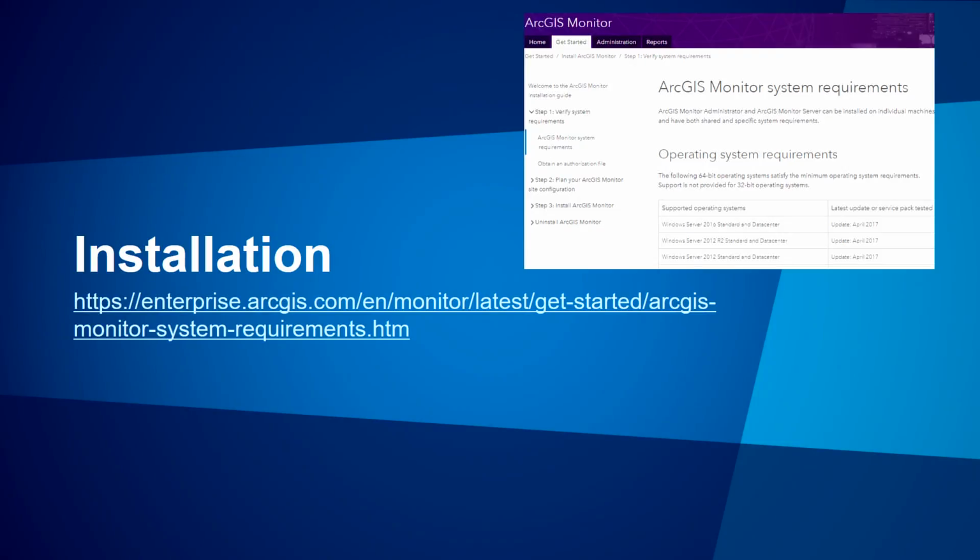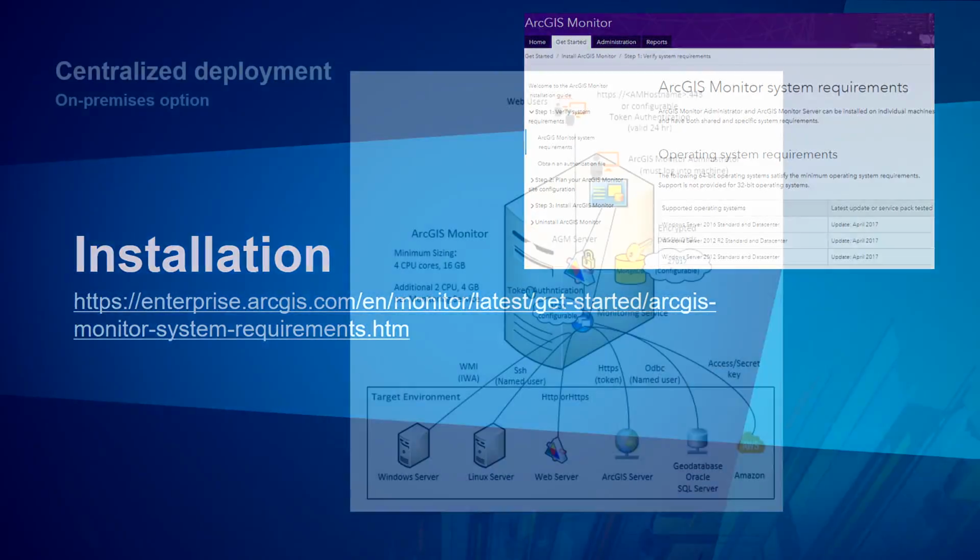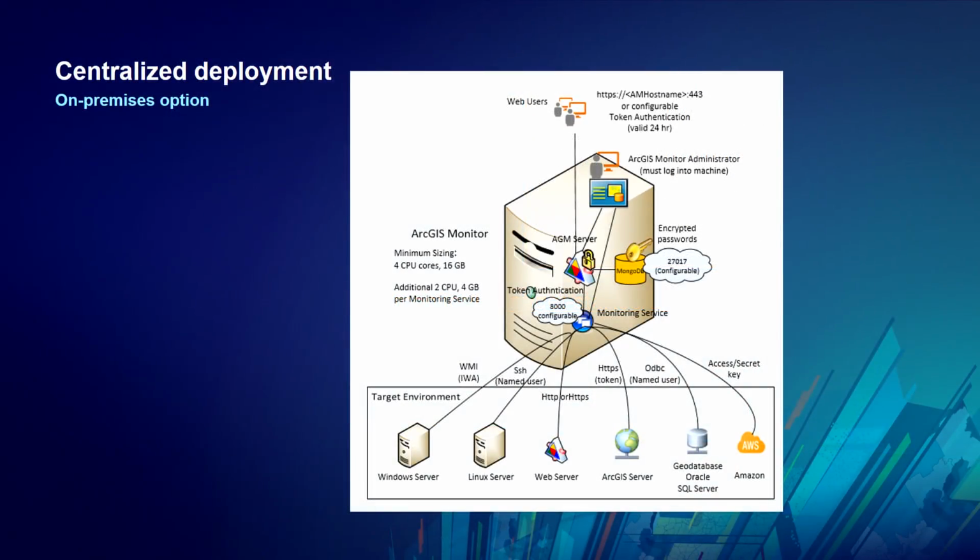Okay, if you download ArcGIS Monitor and install, it's just next. There's really nothing interesting. I mentioned which you use, centralized or distributed. So everything on one machine. What I'm showing here is the production system. Nothing is being installed on the production system. You allocate one machine, and notice only 4 CPUs, 16 gigs.